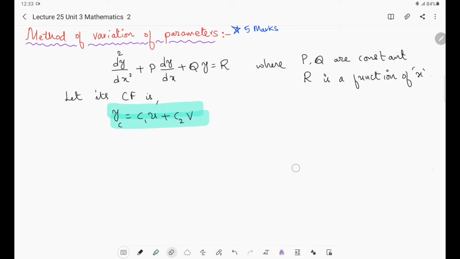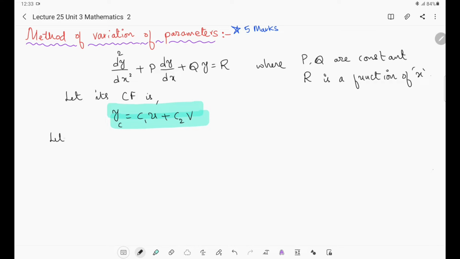From the previous complementary function methods, we know this. So the complementary function will be c1 into u plus c2 into v, where u and v are functions of x and c1 and c2 are parameters here. Now you see the method name. The method name is method of variation of parameters. So what we are going to do is change these parameters, right. c1 and c2 we are going to vary, we are going to change.